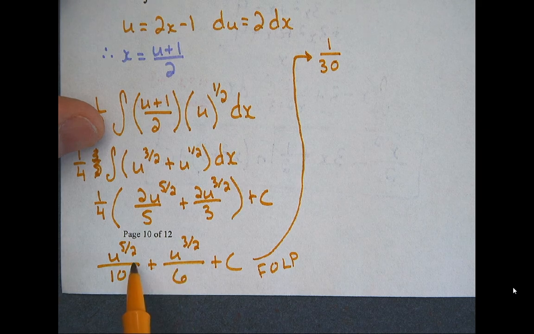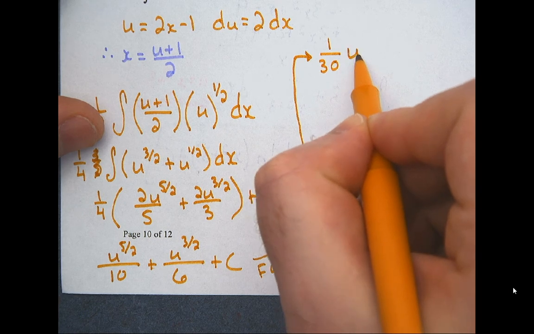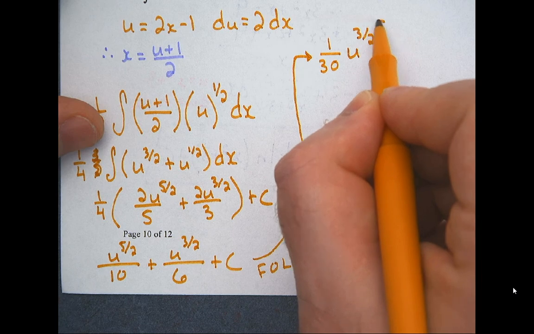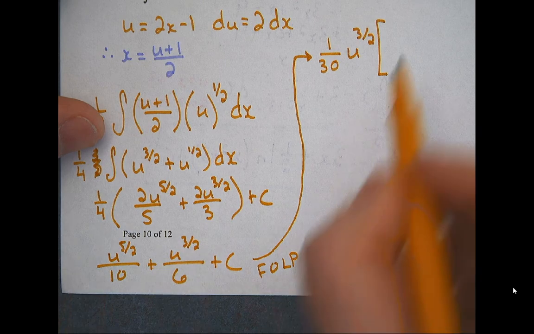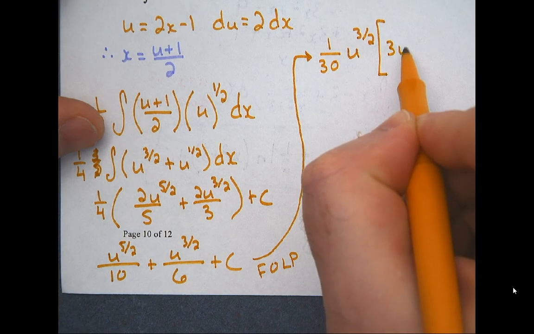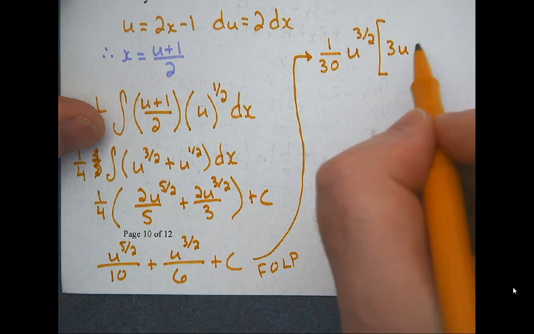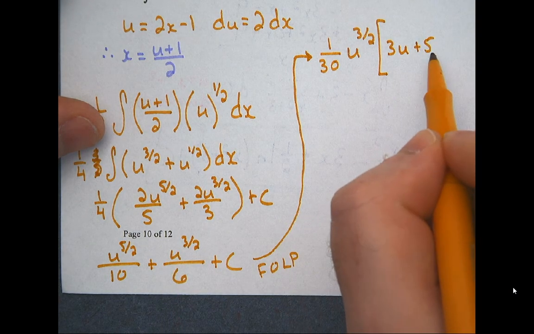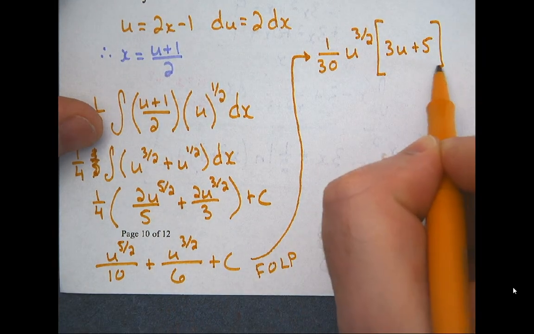1/30th. I'm also going to take out a u to the 3/2. What's that going to leave behind? So I took out 1/30th, so that's going to leave behind a 3. U to the, I took out 3/2, so that's going to leave behind 2/2, so that's just u. I took out 1/30th, so that's going to leave behind 5. I took out u to the 3/2, so that's going to leave me with just that 5 there.